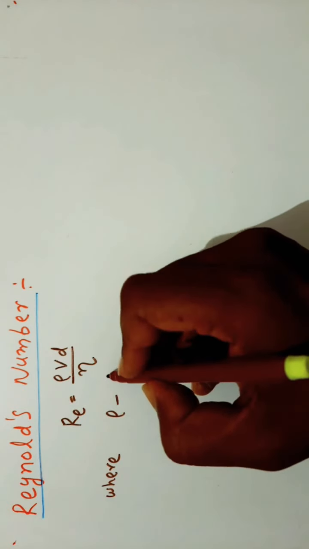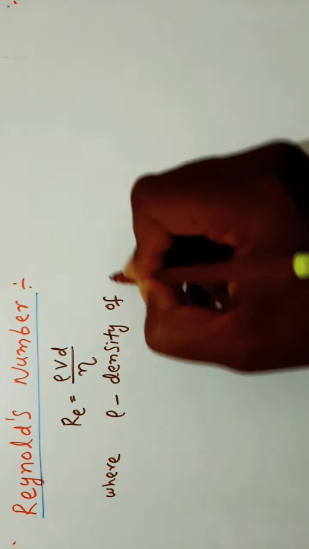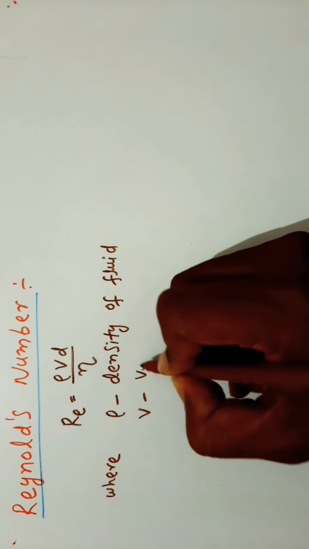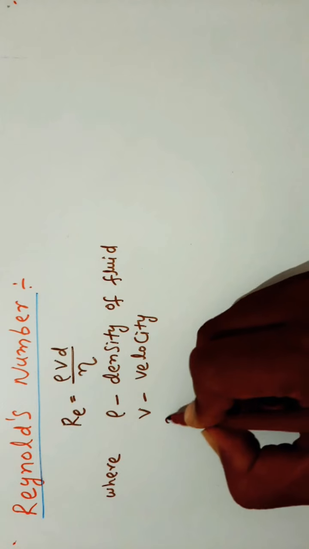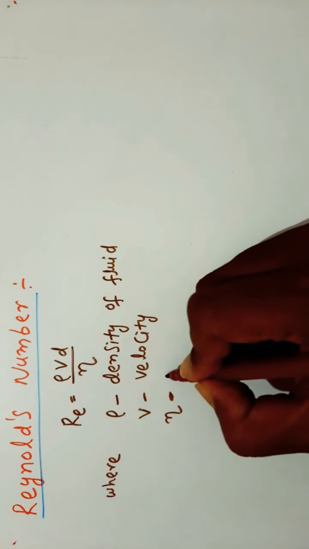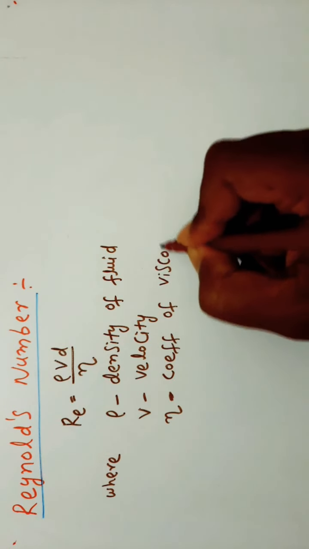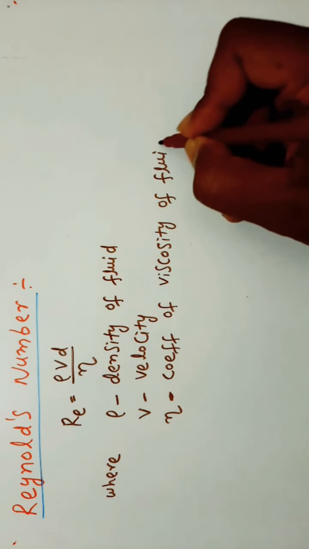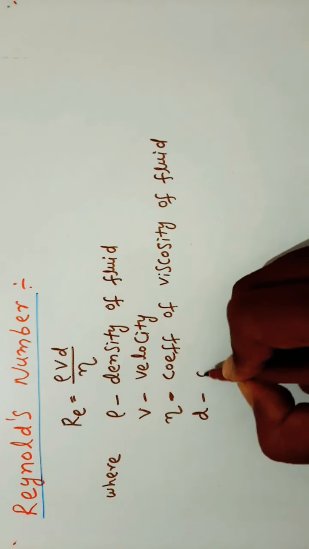rho is the density of fluid, V is velocity, eta is the coefficient of viscosity of fluid, d is the diameter of pipe.